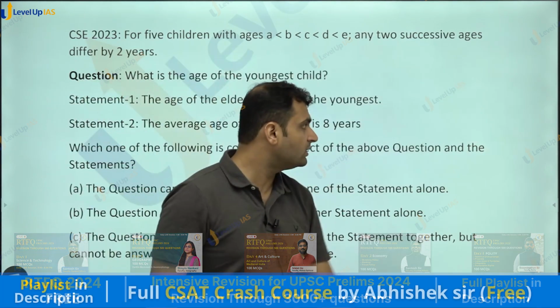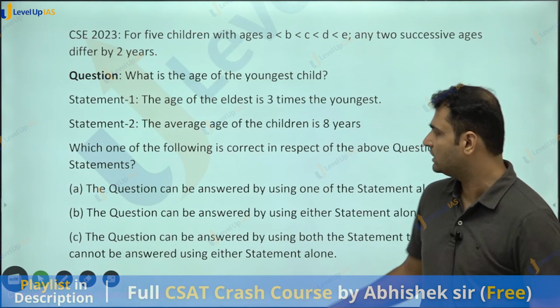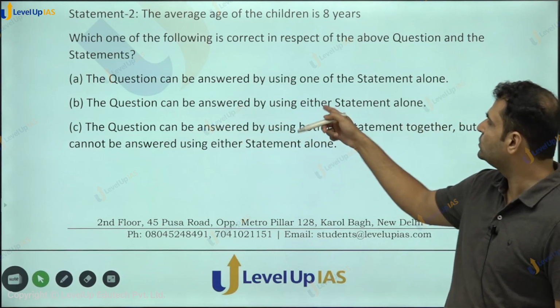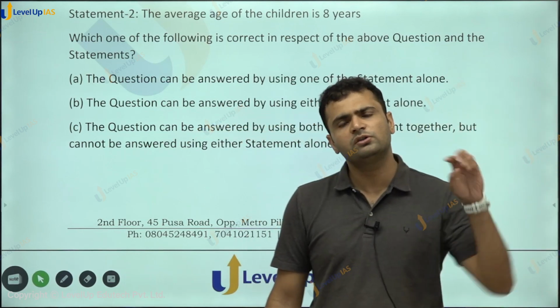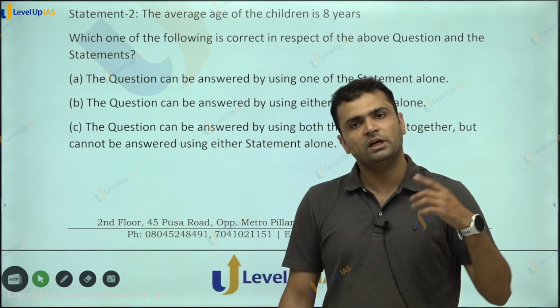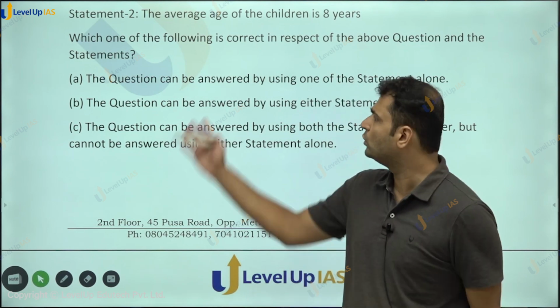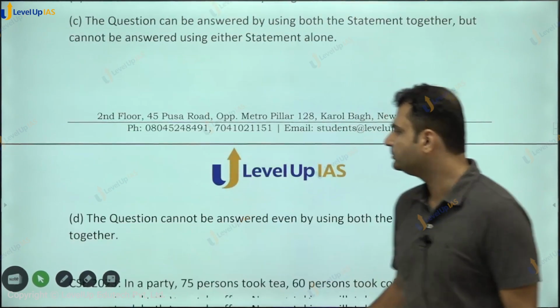So if both the statements alone are sufficient, because I need only one equation, the answer is: the question can be answered by using either statement alone. Because I already have 4 equations in the question, I just need one more. Statement 1 gives me one equation. Statement 2 alone also gives me one equation. So either of the statements will do my job.